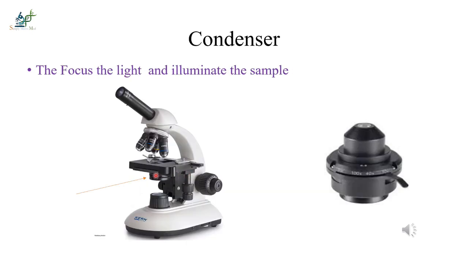The condenser. The condenser focuses the light and illuminates the sample. This is the condenser. When light passes through the condenser, the condenser will focus the light onto the sample. Also, it will illuminate the sample, so we will get a clear or better image.